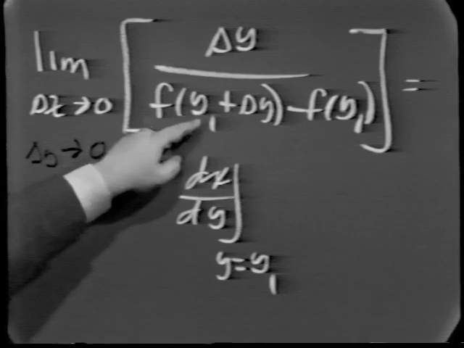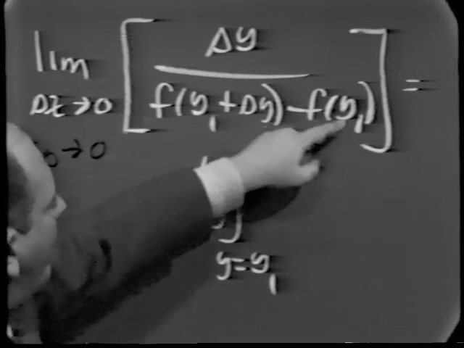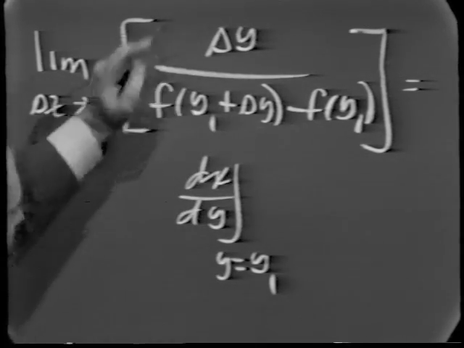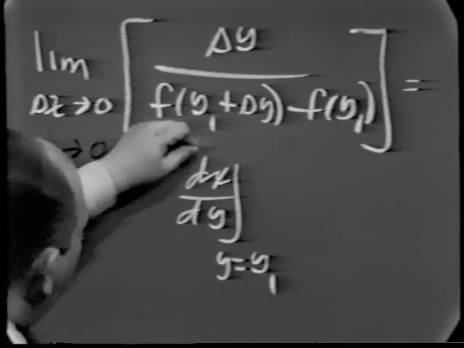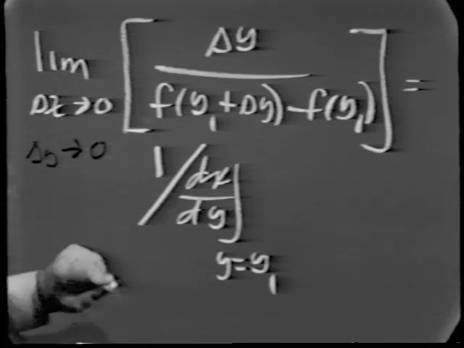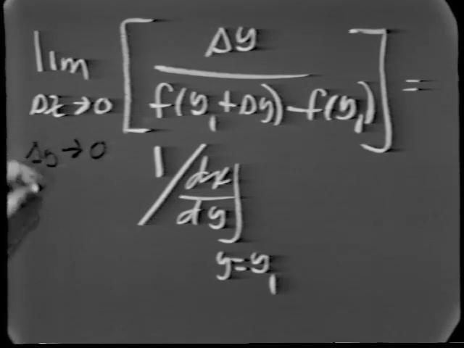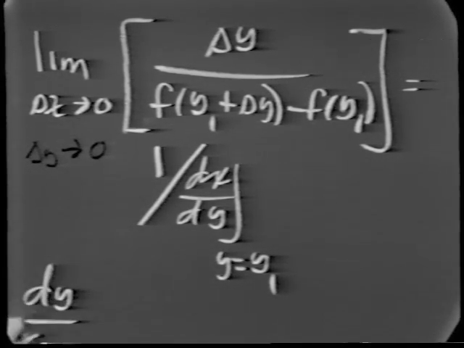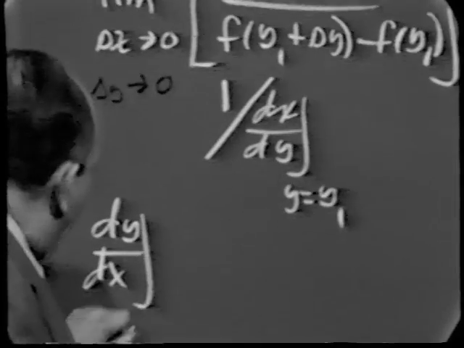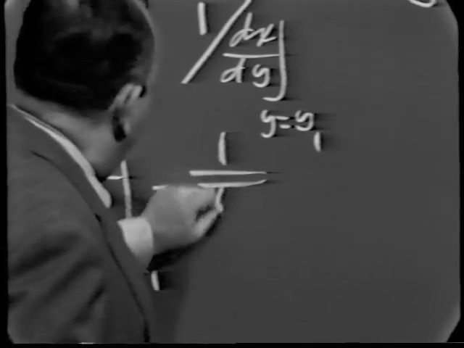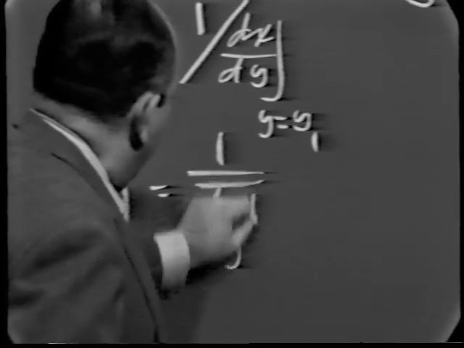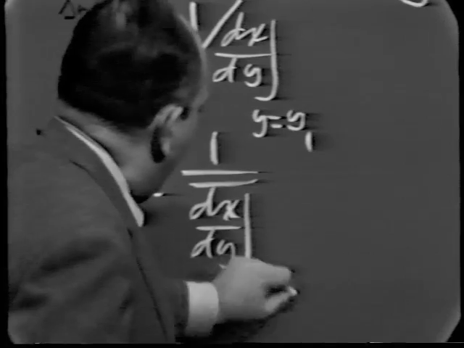f of y1 plus delta y minus f of y1 over delta y as delta y approaches 0 is that derivative, and we'd have what? The reciprocal of this thing. And in other words, what we will have proven is that dy dx evaluated at x equals x1 is the same as the reciprocal of dx dy evaluated at y equals y1.